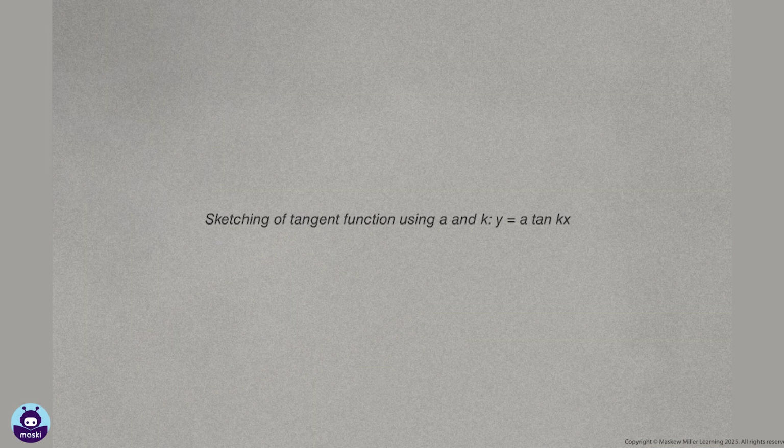Sketching of a tangent function using a and k, y equals a tan kx. Let us now sketch a graph of the function of the form y equals a tan kx. First, we examine the characteristics of the given function. y equals -3 tan 2x, 0 degrees less than or equal to x less than or equal to 180 degrees.